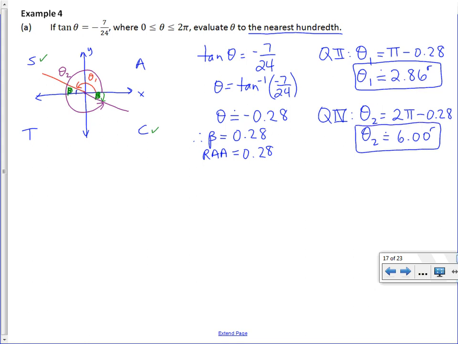And if you typed in tan of 2.86, you're going to get the decimal version of negative 7 over 24. And if you type in tan of 6, you would get, again, the same value of negative 7 over 24, the decimal version. But again, approximate, not exact. Any questions?